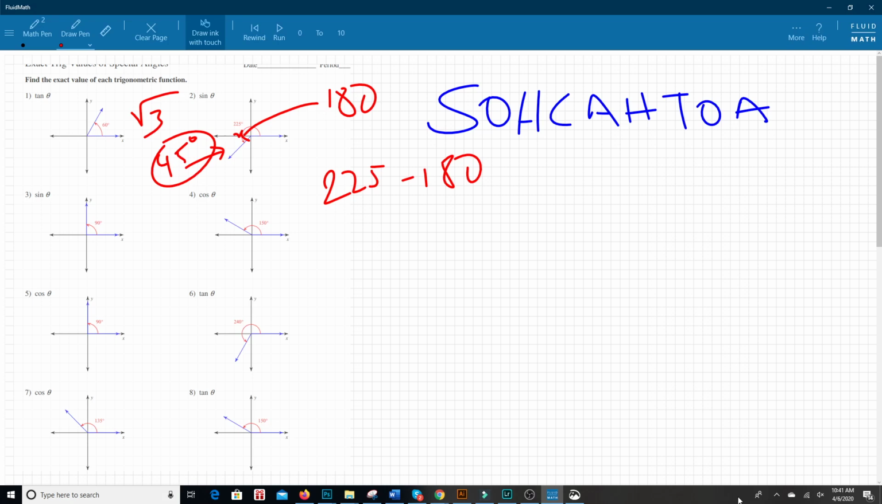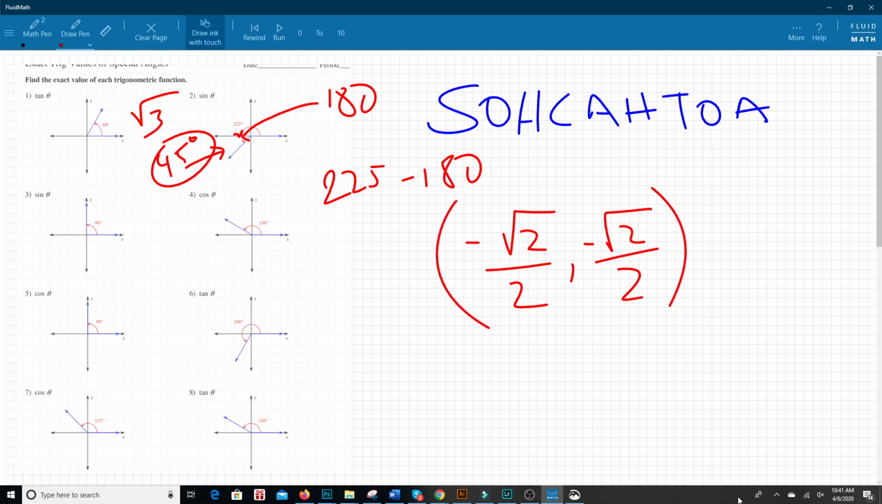So this angle right here is negative radical 2 over 2, negative radical 2 over 2. Right, those are my coordinates. This is my x and this is my y. This is my cosine and this is my sine, generally.